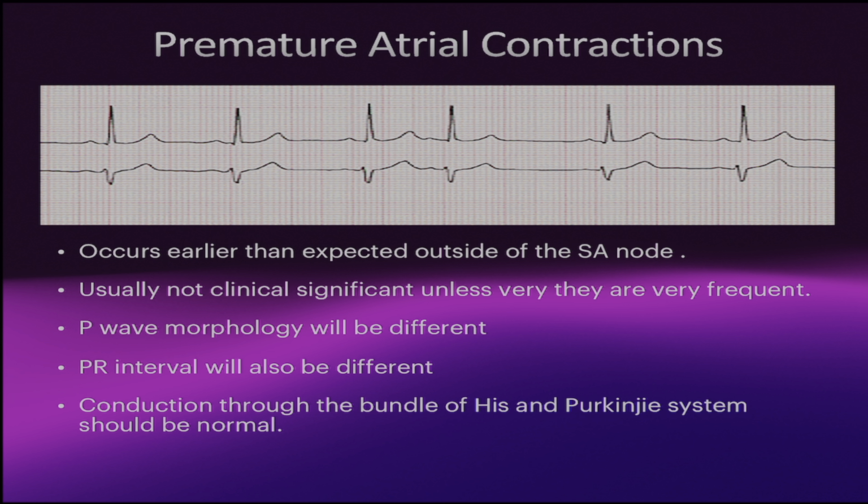or atrial rhythms. Now, a premature atrial contraction is a beat that occurs earlier than expected, and it comes from outside of the SA node. This is typically caused by a small area of tissue that's more irritable compared to the rest of the atrial tissue that eventually causes it to fire early, which results in this early contraction of the heart.